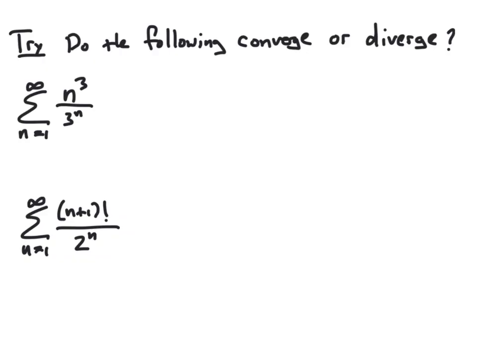If you'd like to try some problems on your own, you can pause the video and determine whether the following series converge or diverge. You can resume the video in a few seconds to see the full solution. The first series is the series from n equals 1 to infinity of n cubed over 3 to the n. And the second series is the series from n equals 1 to infinity of (n+1) factorial over 2 to the n.